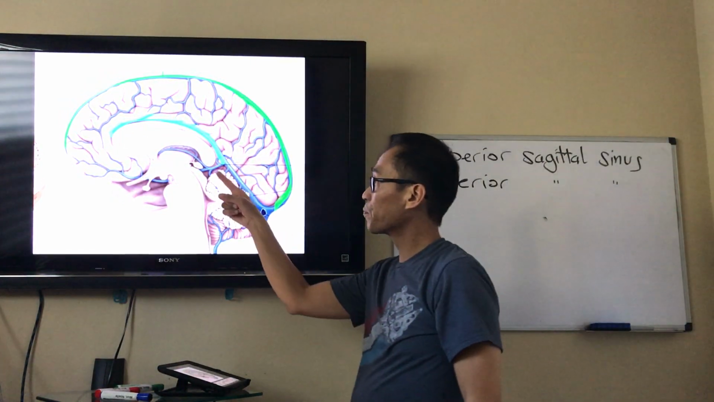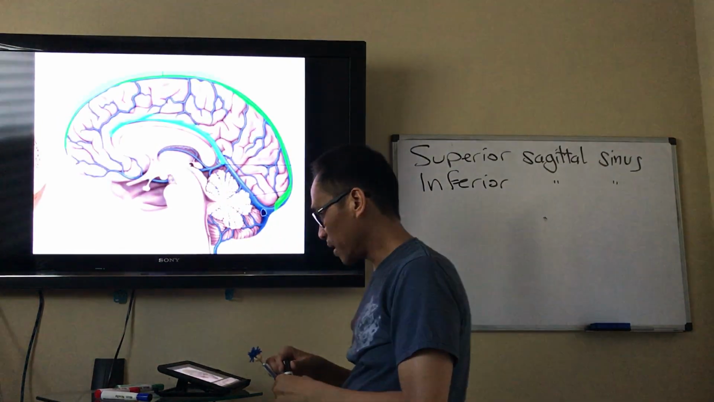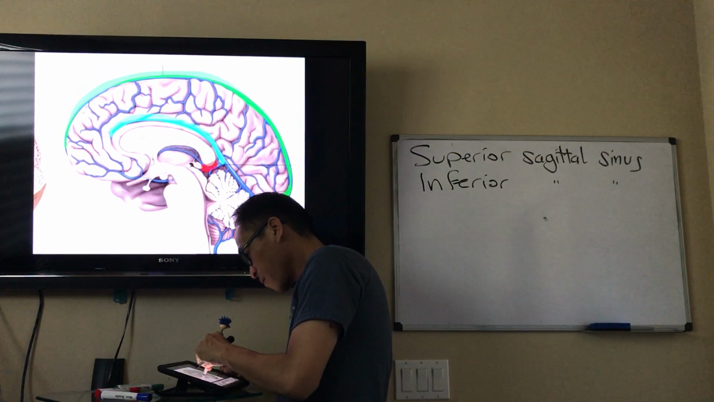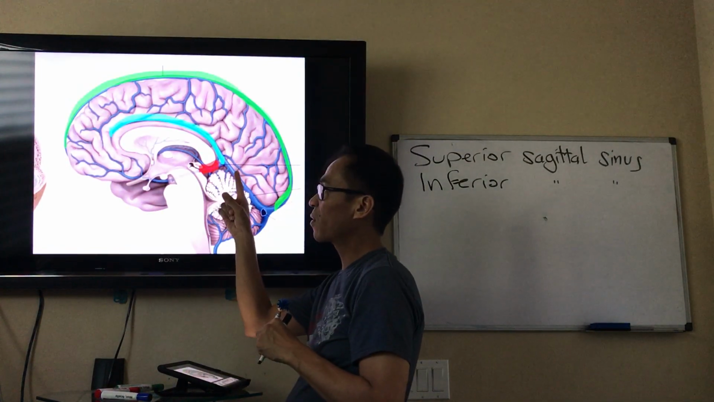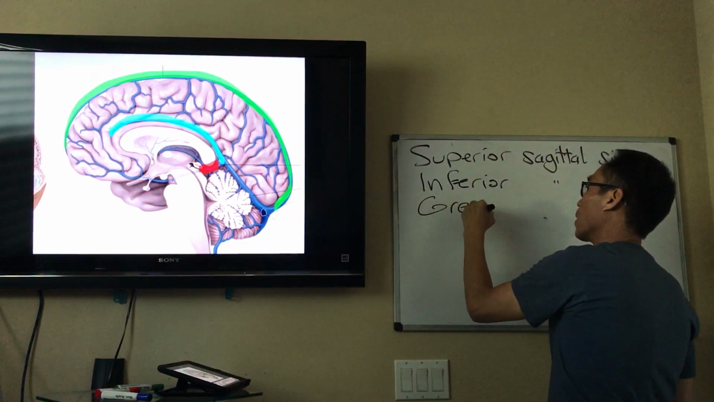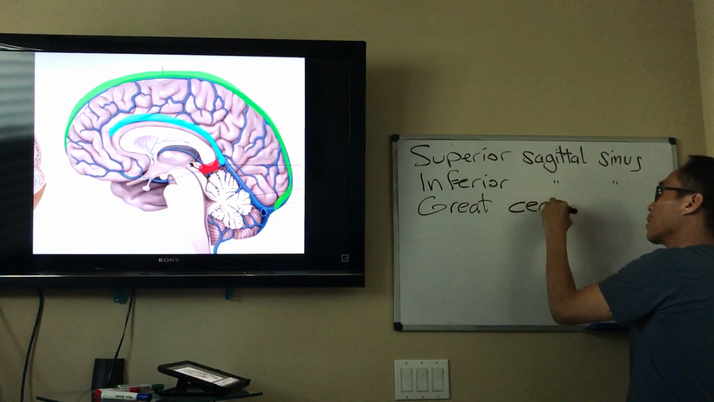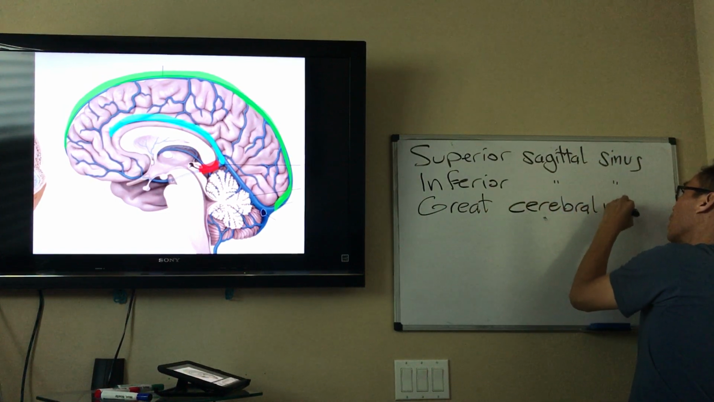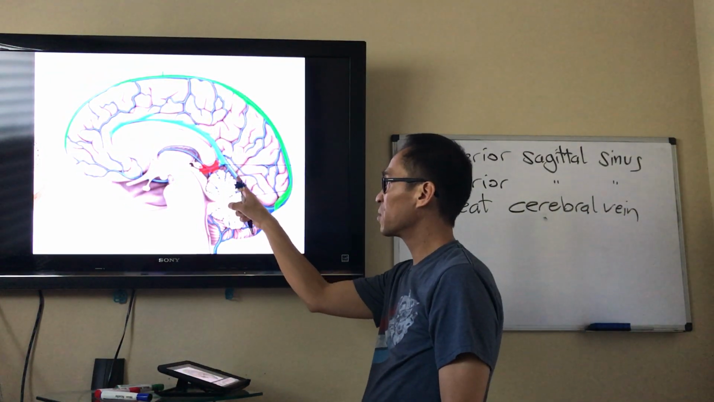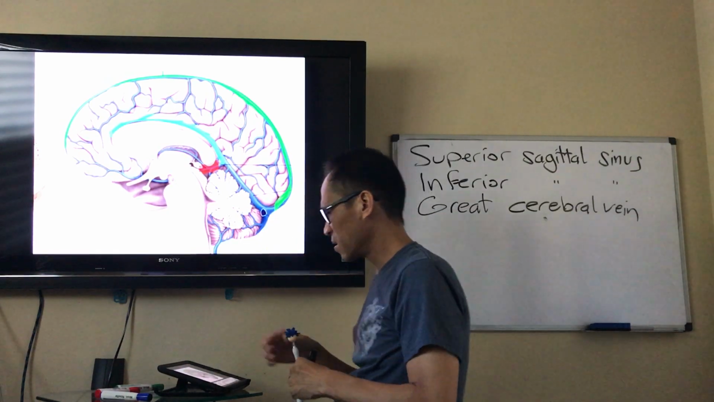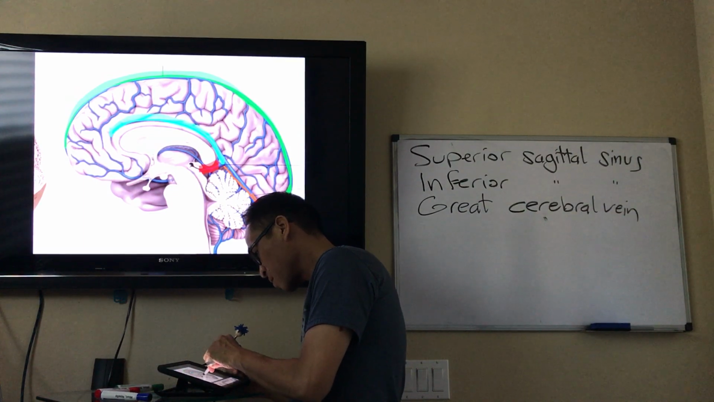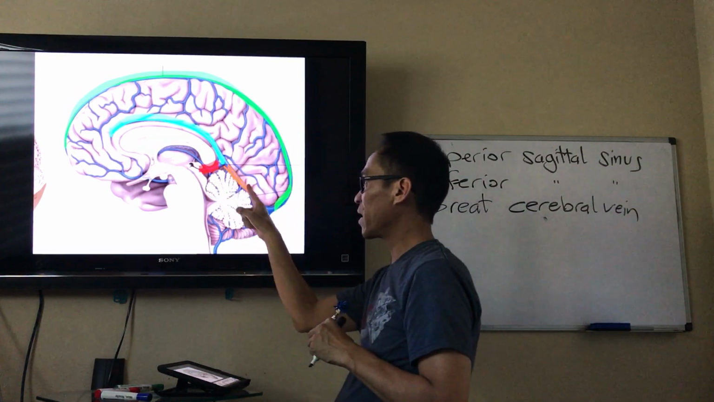So a little vein right here. It's the great cerebral vein. That's on your study guide. Let's note it. I'll use a red right there. Look for great cerebral vein. That's merging with inferior sagittal sinus to form this straight sinus. Use orange. In orange, straight sinus.